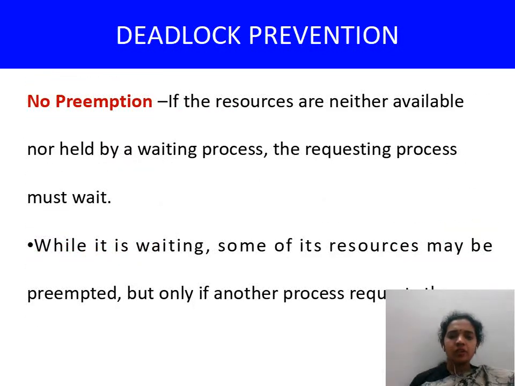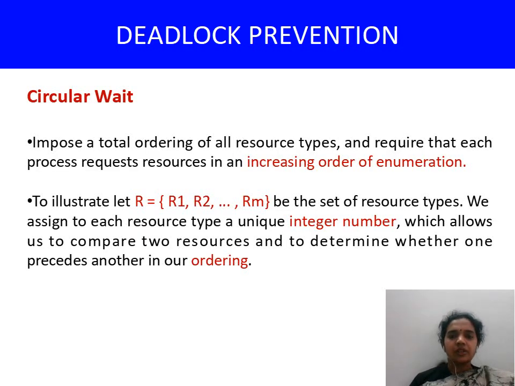So in no preemption, if the resources are either available or not held by the waiting process, the requesting process has to wait. While it is waiting, some of its resources may be preempted, but only if another process requests them. The last condition is circular wait. So we have to make the condition false. This will prevent a deadlock.